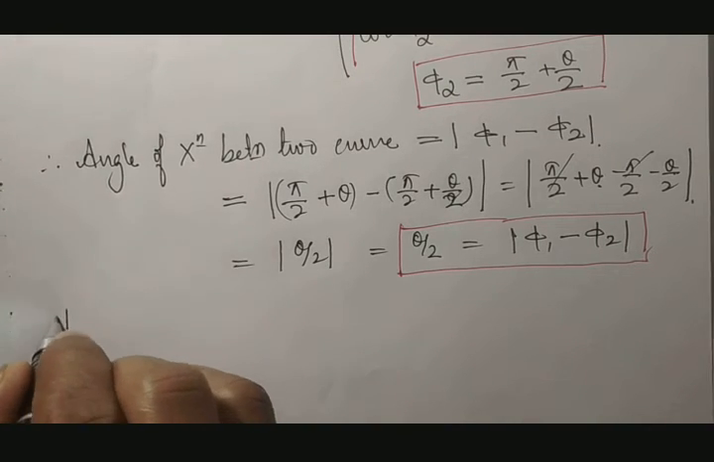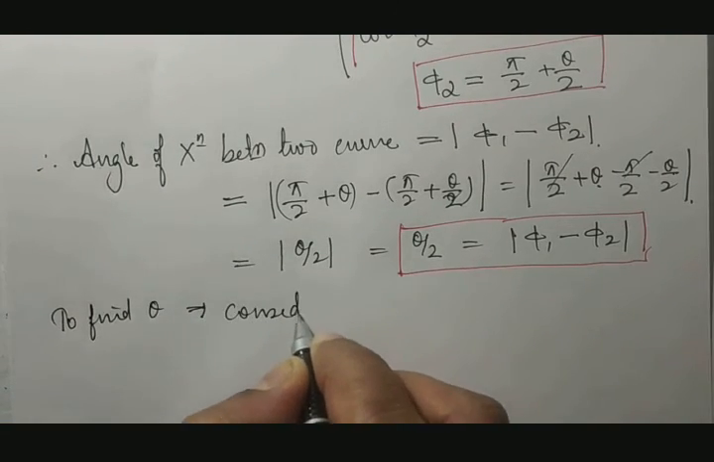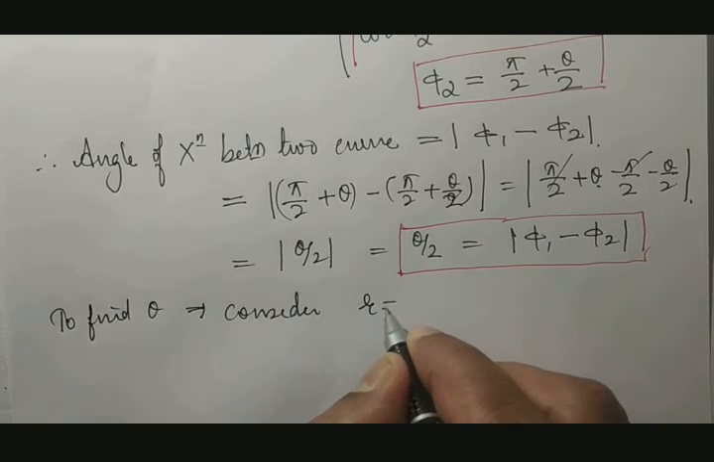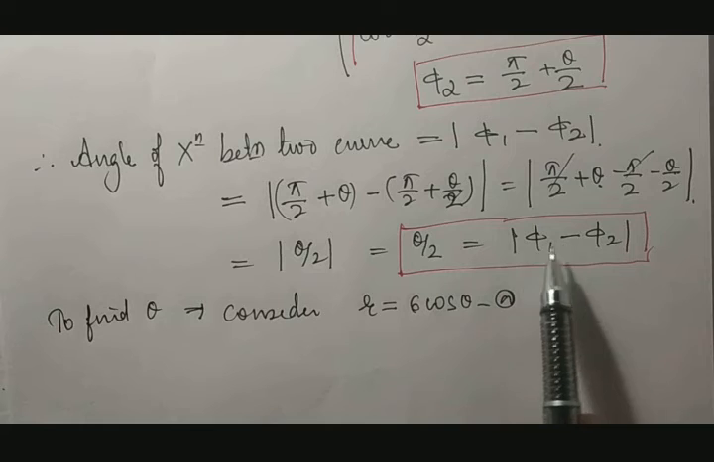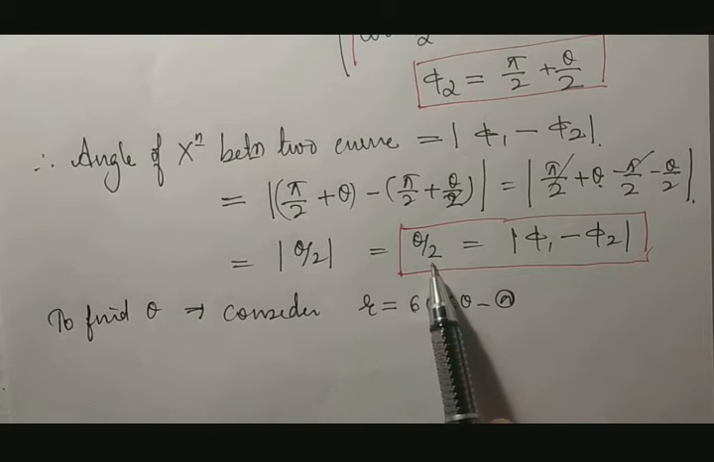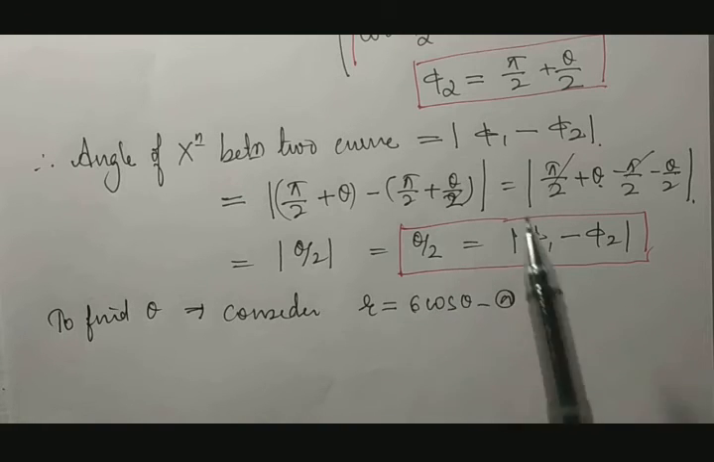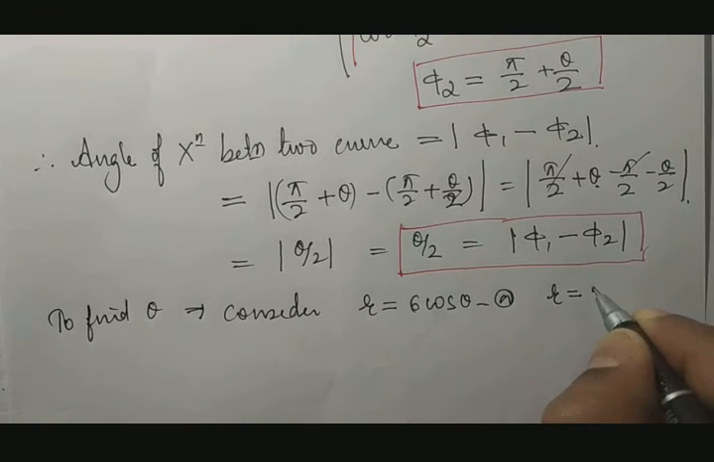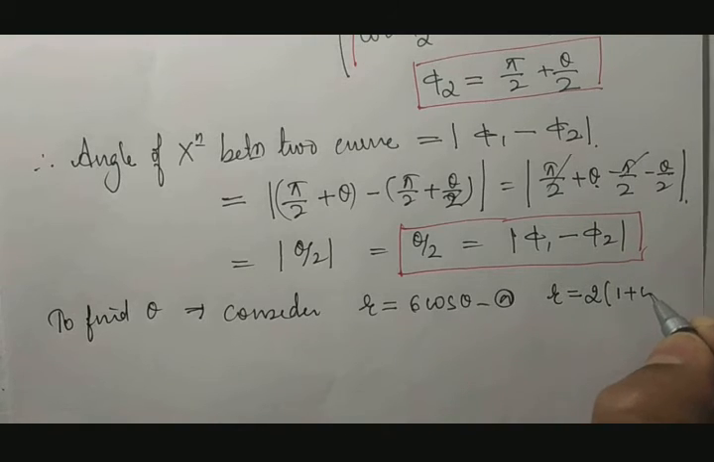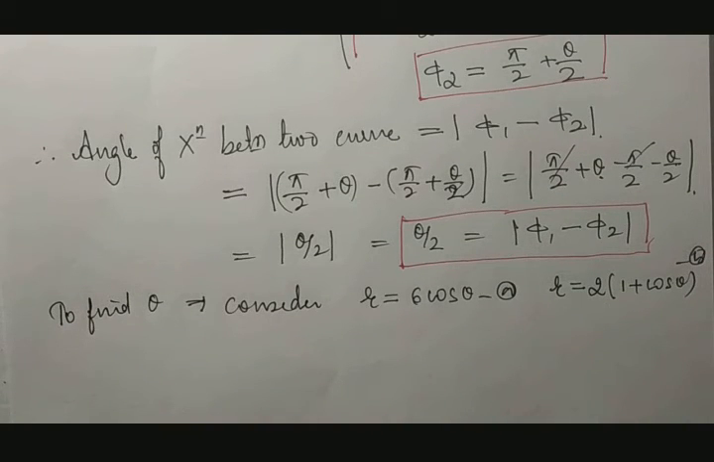So what to do? To find theta, let us consider the given curves. One is r is equal to 6 into cos theta. I will call it A. This has to be done all the time. If the angle of intersection between two curves comes with theta, then theta has to be calculated. From where will theta be calculated? Theta will be calculated from the given curves themselves by considering both. The first curve is r is equal to 6 cos theta. The second is r is equal to 2 into (1 plus cos theta). This is called B. So solving these two, we will get theta.